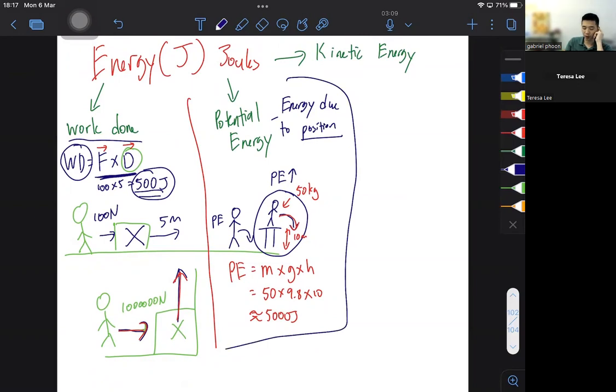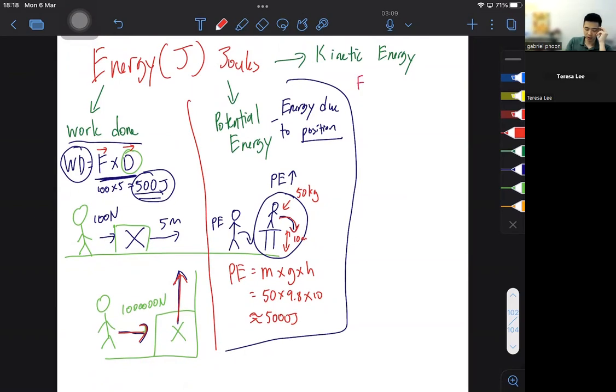And finally, the final calculation we're going to talk about today before you do the exercise is basically going to be kinetic energy. Now, kinetic energy has a very specific definition also. Kinetic energy is energy due to motion. And because it is energy due to motion, the faster you run, the more kinetic energy you're going to have.